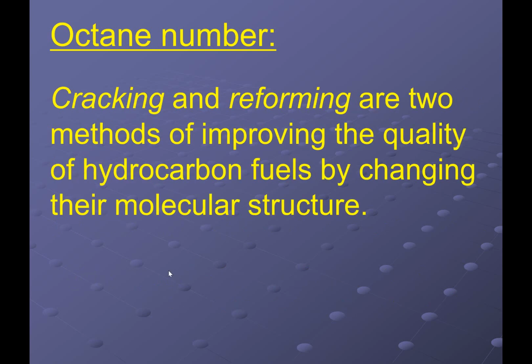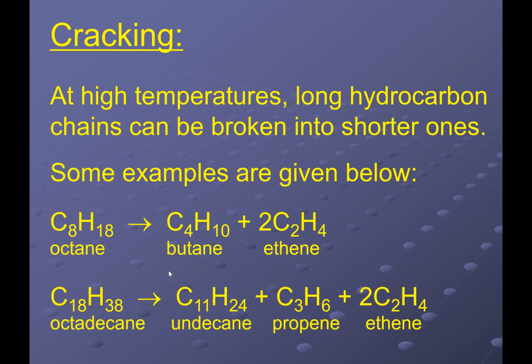What we're going to do to try to increase the octane number is increase the branching and shorten the chains to the length that I want. So we can deal with cracking and reforming as two common chemical techniques to not only get the short chains that I want, but to change the molecular structure so that the fuel itself burns better. At a high temperature, we can crack a long hydrocarbon chain. These ones won't climb as far up the fractionating column.